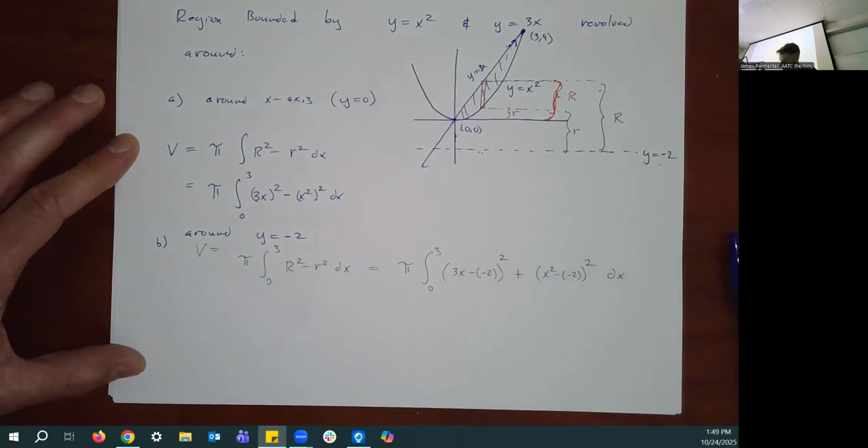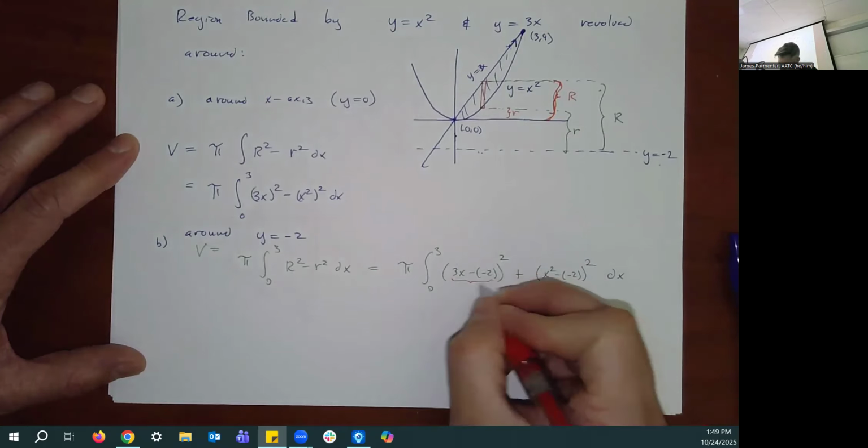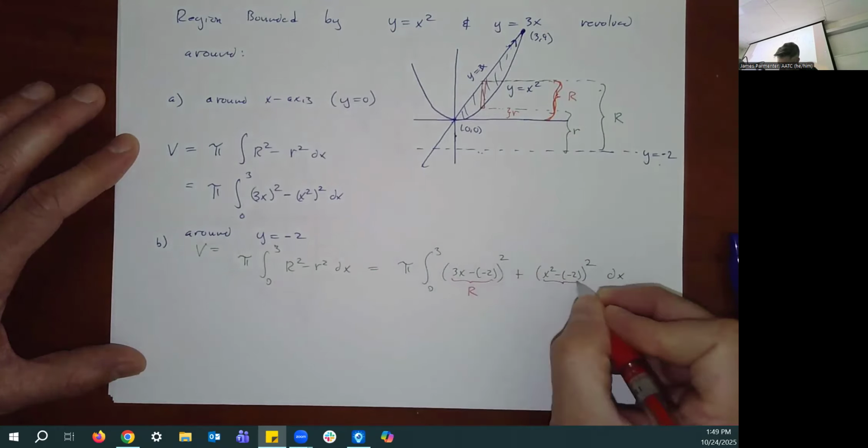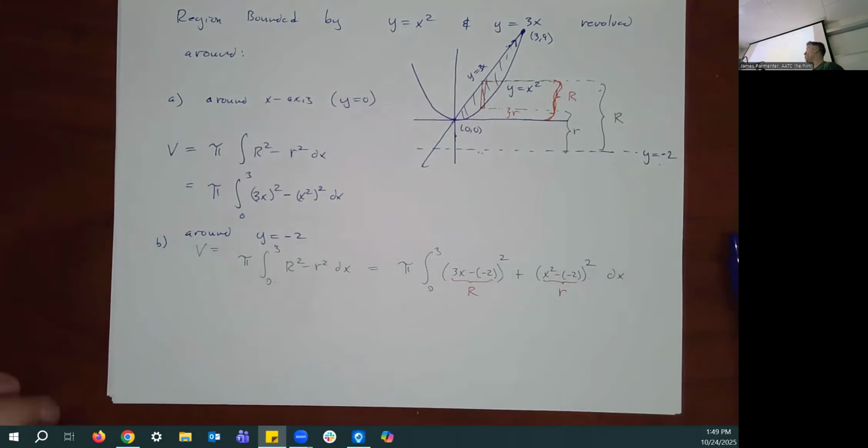So, yeah, there's your larger radius, there's your smaller radius. And even though it's annoying, I do think it's good to write minus minus 2, so that you're really emphasizing the fact that you're taking the difference between the function that's the further away or the closer function and the axis of rotation.